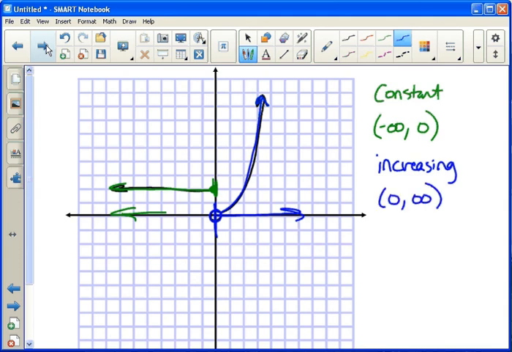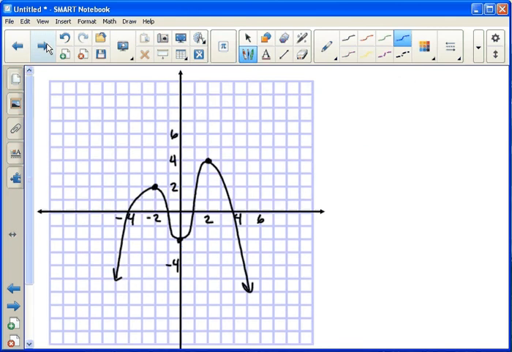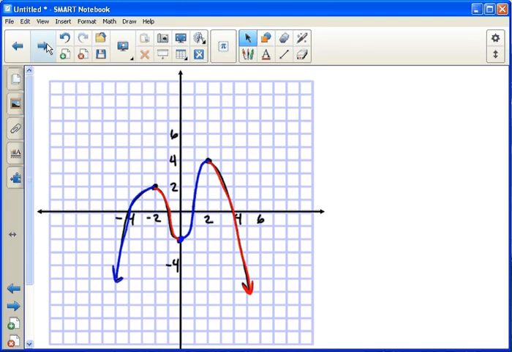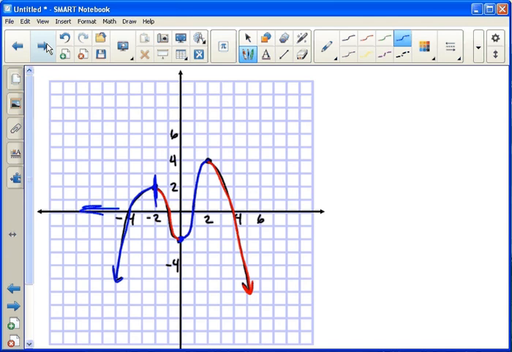Again, I'm going to do increasing parts with blue, and decreasing parts with red. So as we start on the left, notice it just goes on forever and ever. It's increasing starting at negative infinity and does so all the way till x equals negative 2. So increasing from negative infinity until negative 2. And then it starts increasing again once you hit 0 and does so all the way over till 2. Okay, so from x equals 0 to x equals 2, it's also increasing.